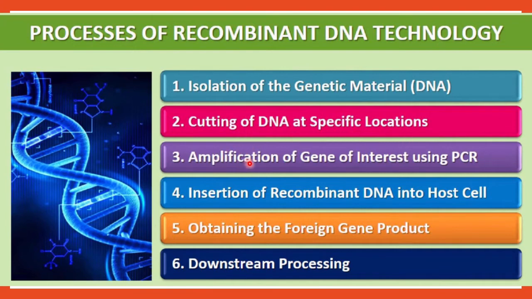Third is amplification of a gene of interest using PCR, then insertion of the recombinant DNA into a host cell. Then next is obtaining the foreign gene products, and finally it is converted into a downstream process. So these are the 6 basic steps for any process in recombinant DNA technology. And today we are going to discuss the first two topics, that is isolation of the genetic material and cutting of DNA at specific locations.